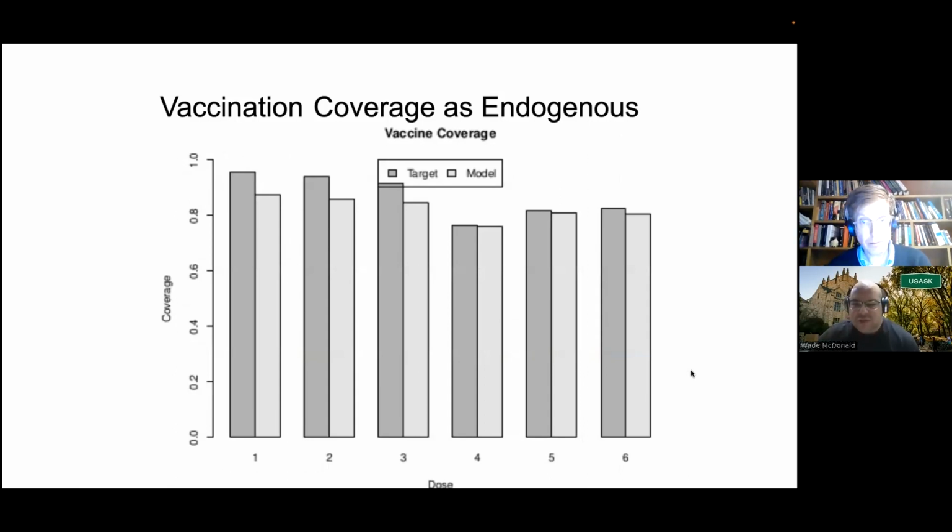This figure represents part of the fitting of the model. So this is vaccine coverage by dose along the x-axis. The darker columns represent the true state in Alberta, and the lighter columns represent what the model achieved.